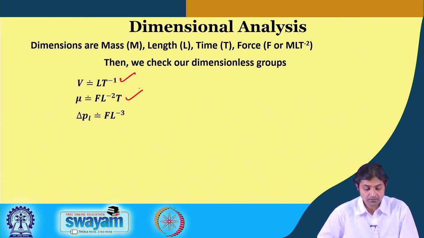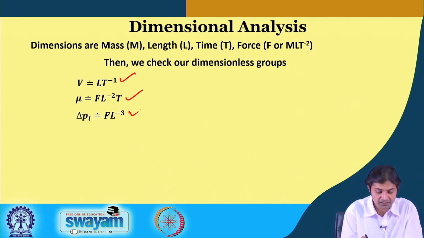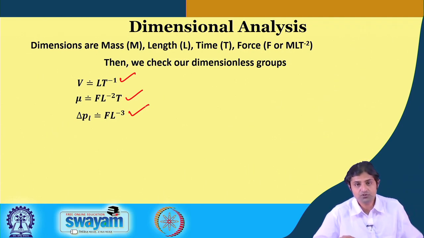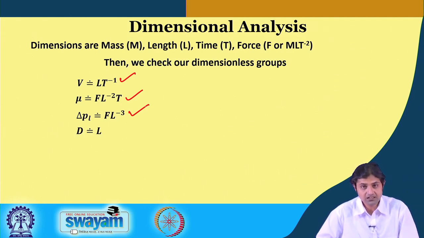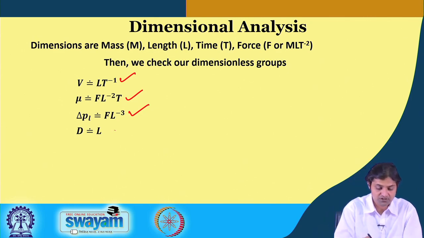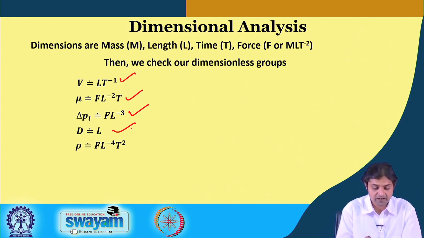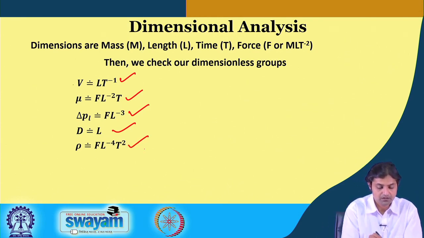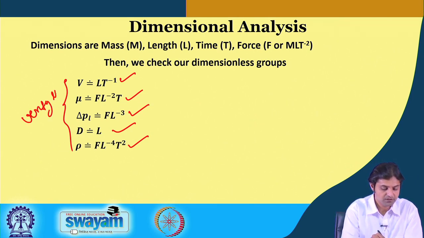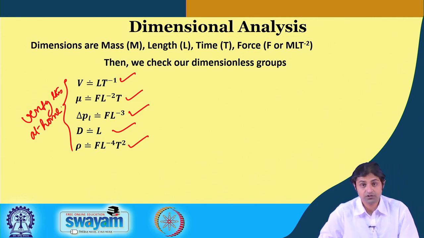Pressure per unit length: F L minus 2 is the pressure and per unit length, so it becomes F L minus 3. This is very simple to compute, so you can actually calculate it. D is the dimension of diameter, the dimension of length, so it is L, and our last is the density. In terms of force, it can be written as F L minus 4 T square. You should verify this at home, after going through this lecture, and try to find it in terms of F.